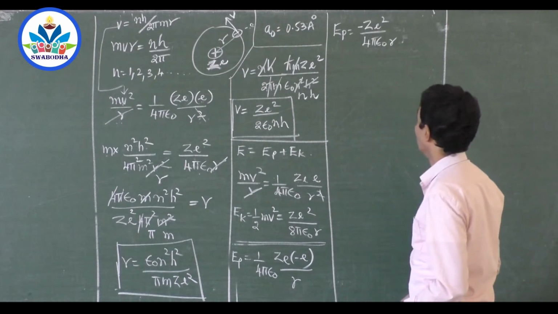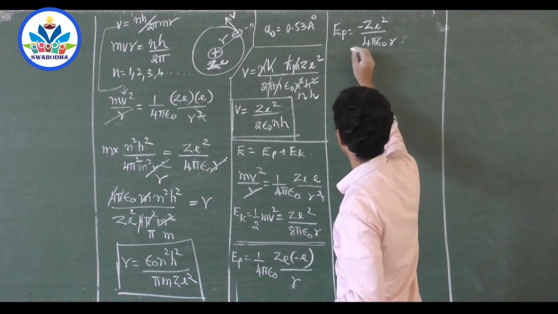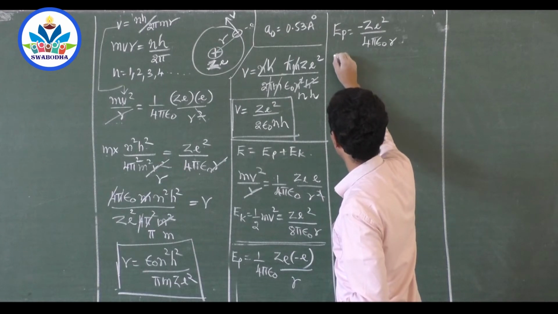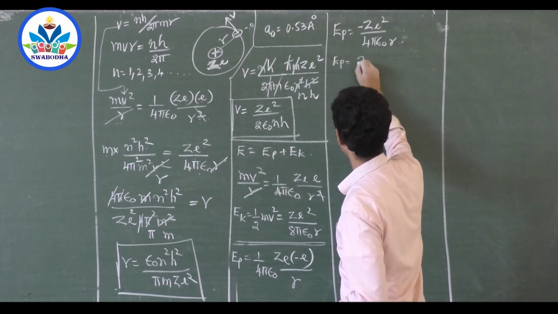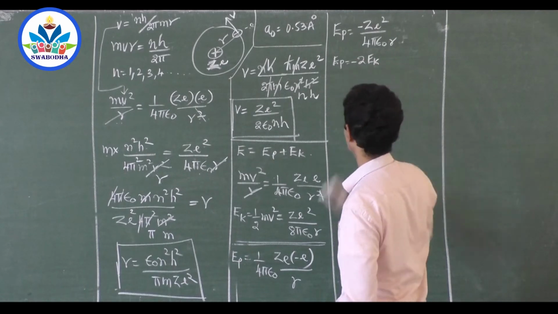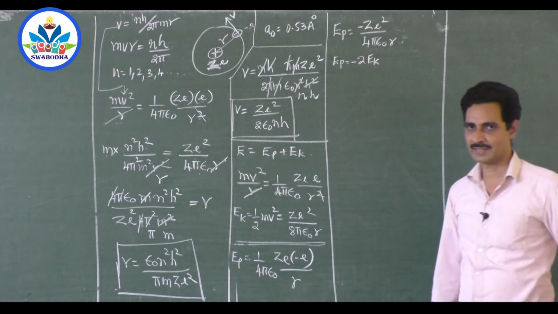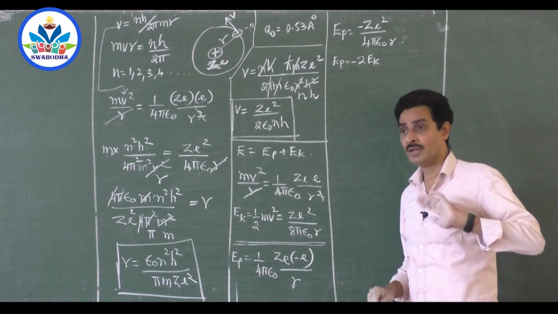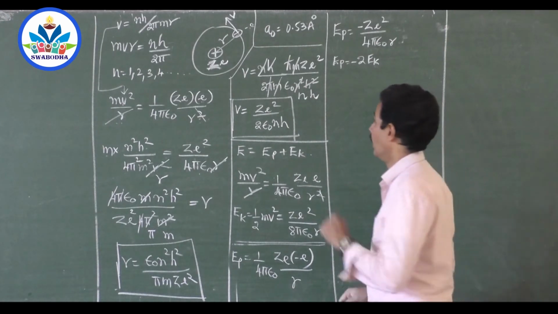And one more thing I can write here. You see, potential energy is 2 times the kinetic energy, but kinetic energy is positive, so give a minus sign so that you will get potential energy. These things are very much needed when we solve the entrance exam problems.